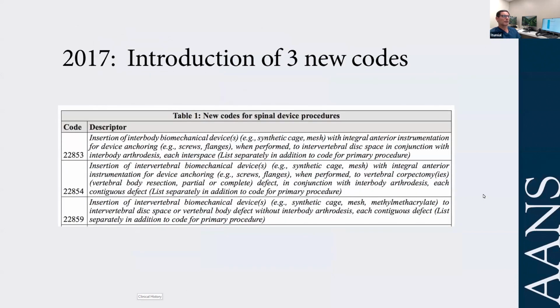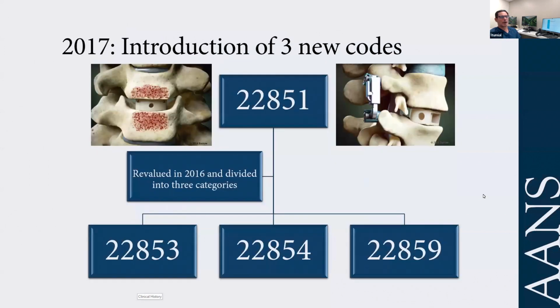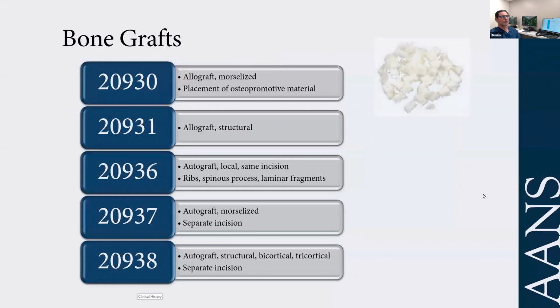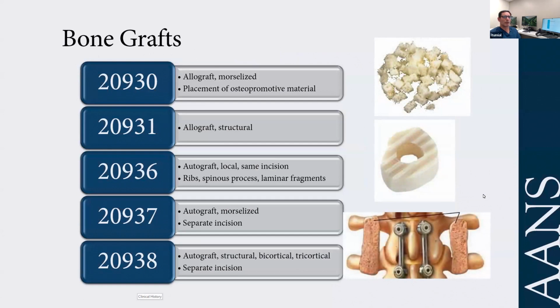We'll skip this. That's just how these codes come about, but I don't want to spend time here. The descriptors. Then the bone graft. So obviously, as you go up, the amount of work that you do increases. So you start with a 20930, and that is someone opening a container and pouring a bone graft onto the field for you to use, versus a 20938, which is where you are using a separate incision and harvesting tricortical graft from the hip. And then there's all that stuff in between. If you're just taking local autograft, it's 20936.